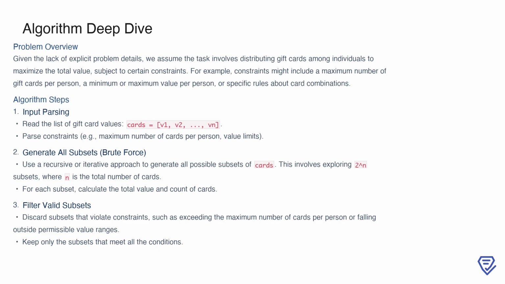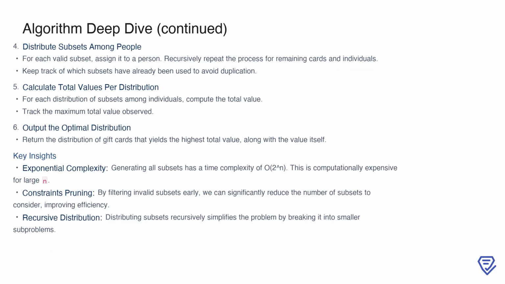Once we have these subsets, the next step is to filter them. We discard any subsets that violate the given constraints, such as exceeding the maximum number of cards per person or falling outside the value range. Only subsets that meet all criteria are retained for further processing. After filtering the valid subsets, the next challenge is distributing these subsets among individuals. For each valid subset, we assign it to one person and then recursively repeat the process for the remaining cards and individuals.